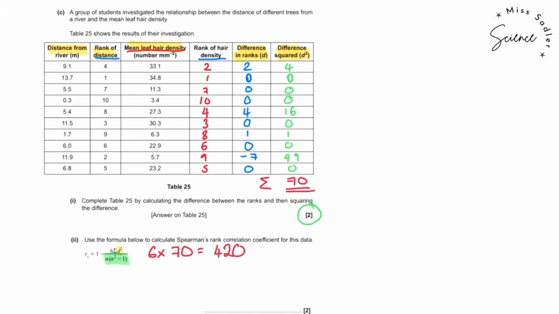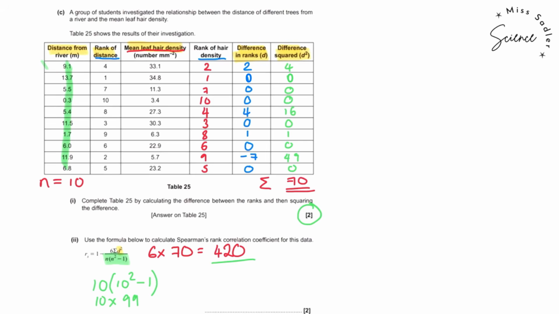So to work out what n is, we need to look at how many different things we have got. So we'll just go down that number and just looking at it, 1, 2, 3, 4, 5, 6, 7, 8, 9, 10. So n equals 10. So when we are putting that into that part of the equation, n and then n squared, so we've got 10 squared minus 1. So 10 squared is 100, minus 1 is 99. So 99 times 10, so that's 99 there, times by 10 is 990.